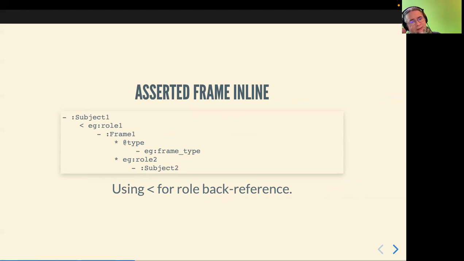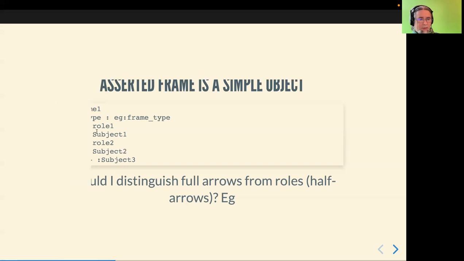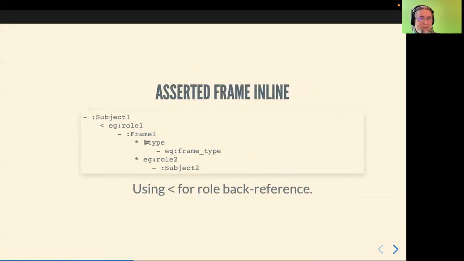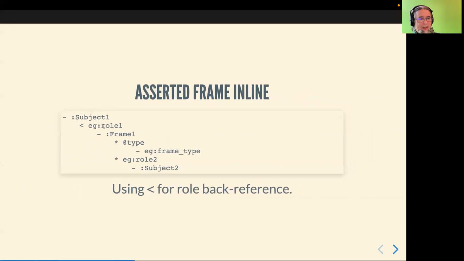Here, again, this is syntactic sugar. I can assert a frame inline. So instead of saying frame subject, if I've started by speaking about the subject, I can say, well, look, back reference with this role to this frame. So assume that there's the role 1, subject 1 in this frame. So that's a way to speak about the frame from the context of the subject. That's sugar.